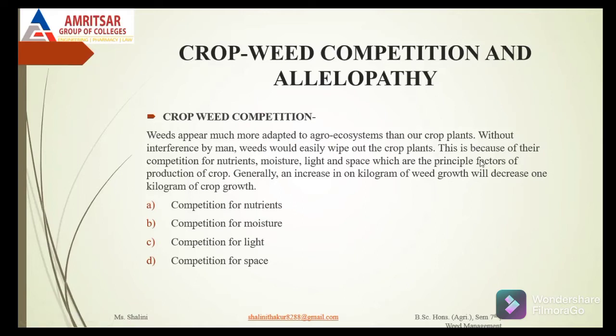Next are the types of competition the weed can have with the main crop. There are basically four. One is for nutrients, another is moisture, third is light, and fourth is space.